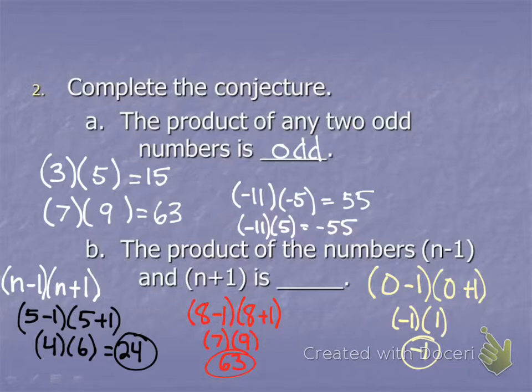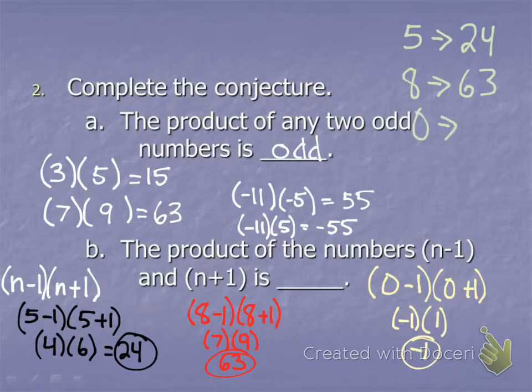Let's draw a little diagram. When I made n 5, what was my answer? 24. When I made n 8, what was my answer? 63. When I made n 0, what was my answer? Negative 1. So 5 gives me 24, 8 gives me 63, 0 gives me negative 1.